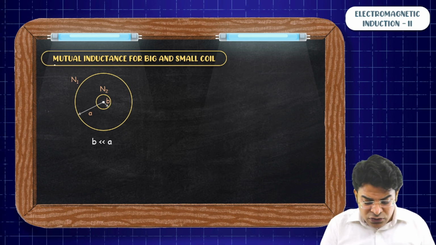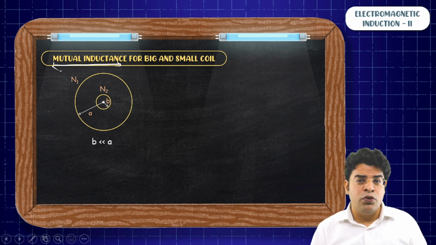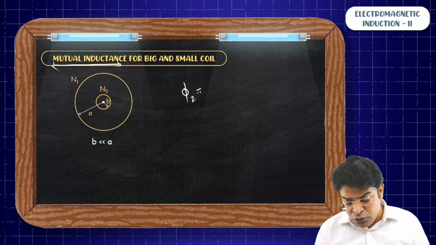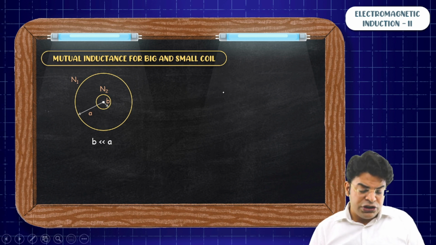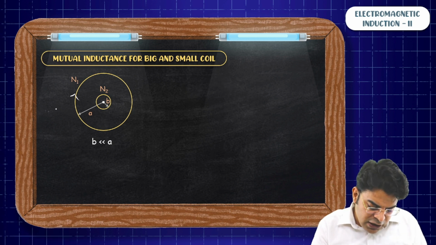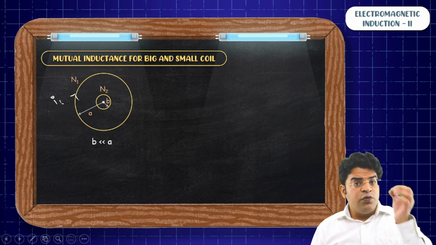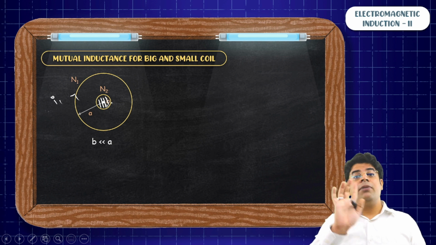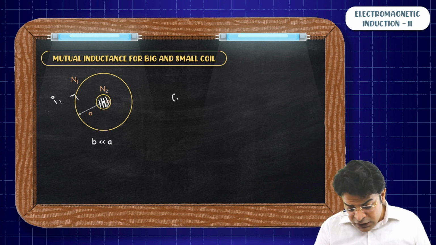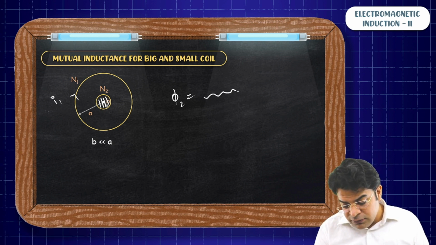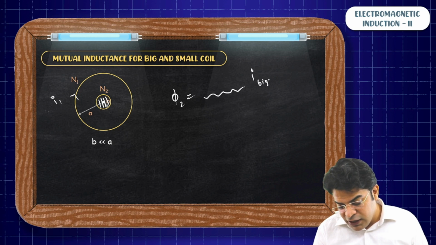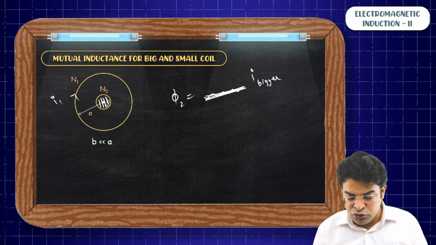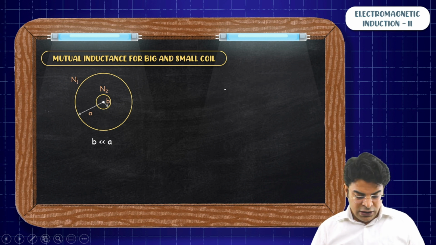What is our mission? Our mission is to determine the mutual inductance. Sir, how to do? We say that the flux linked with 2 equals to mutual inductance times the current flowing in 1. So assume that in the bigger coil, some current I1 is flowing. And find out the flux linked with this smaller coil due to the current in the bigger coil. And that flux linked with the smaller coil equals to something times the current in the bigger coil, and this something is your mutual inductance. So how to find? Let's see.